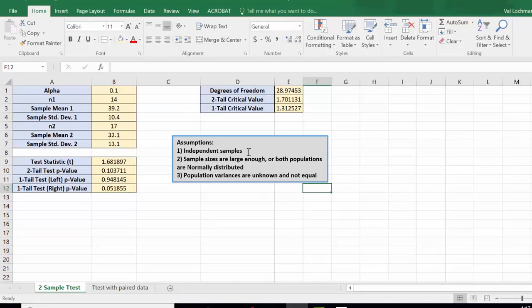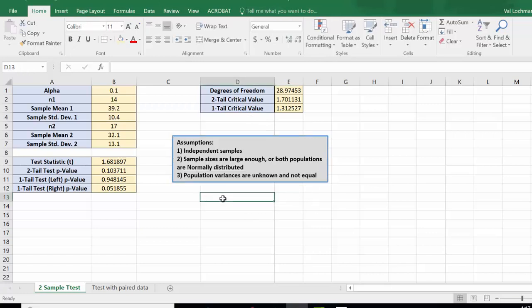We must have independent samples. The samples need to be large enough, or both populations need to be normally distributed. So n needs to be greater than or equal to 30 for both samples. And in this case, we'll talk about the scenario where we don't know the population variances and they're not equal.